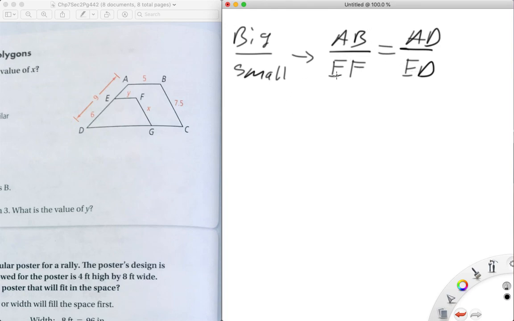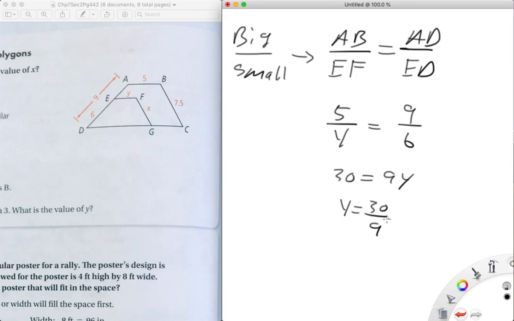So we just substitute. AB is 5. EF is Y. AD is 9. ED is 6. So we're going to cross multiply. 6 times 5 is 30. Divide by 9. Which is what? 9 goes into 33 times with a remainder of 3, which is 3 1/3. So 3 1/3 is going to give me y, or you could write 3.3 repeating. Okay.